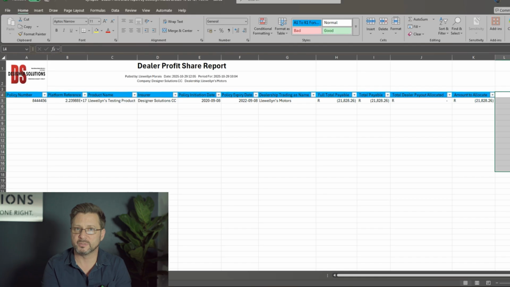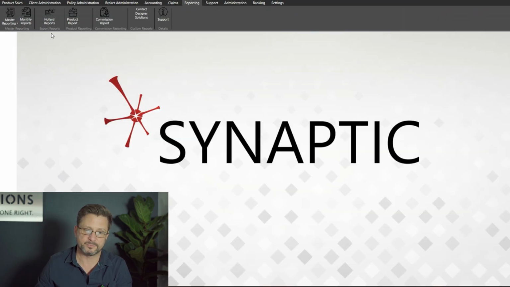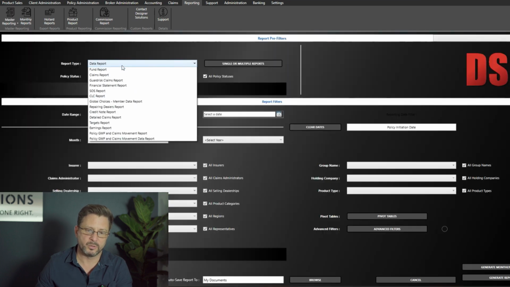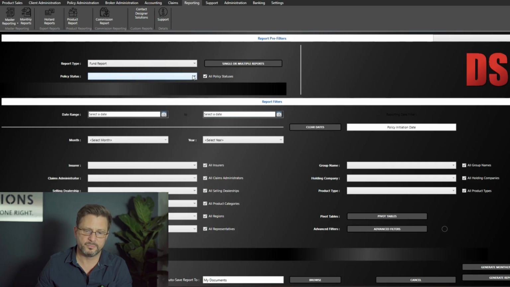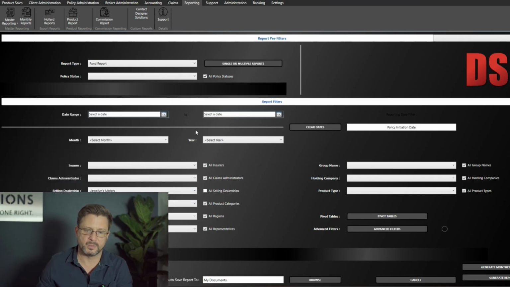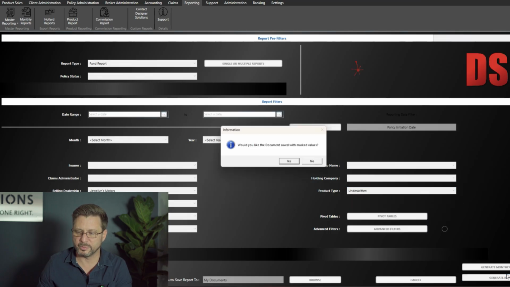Now, should you not want to utilize this feature, we do still suggest that you give us a list of all the profit share that you're pulling from your insurer, so we can push that into the system, so that when you go into your fund reporting, so now let's do that. Master reporting, thank you. We are going to pull a fund report on all things, but for this dealership, Llewellyn's Motors. Okay. Now, hopefully this won't take us too long. We want to pull our underwritten product and generate the report.